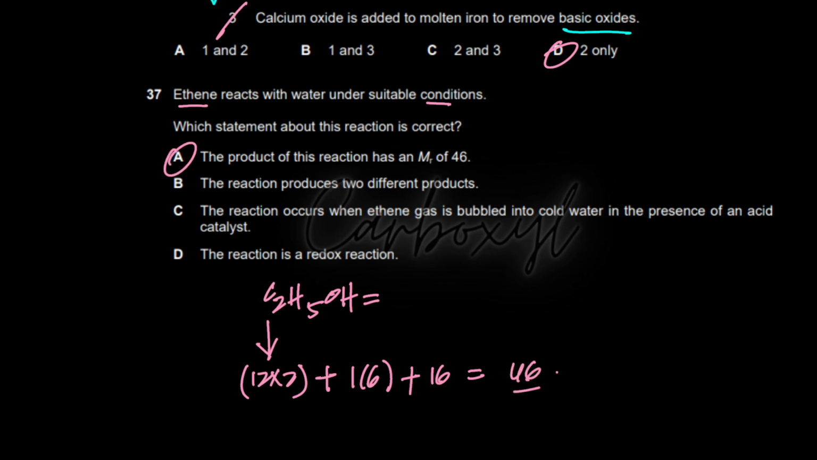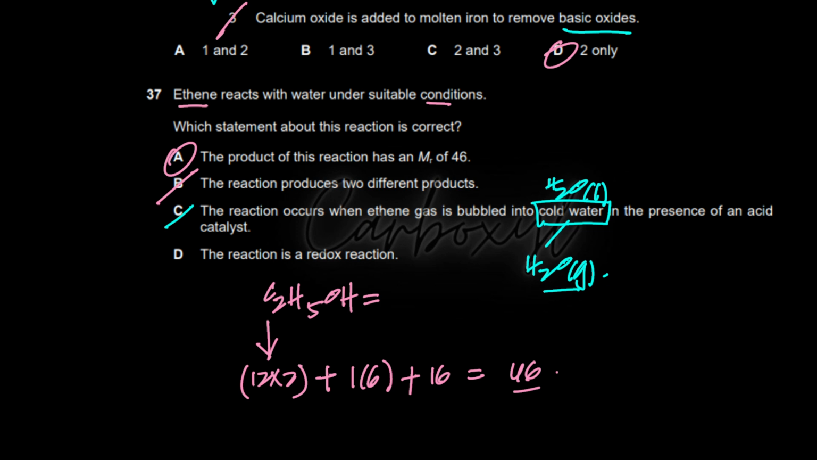But let's check why B, C, D are wrong. The reaction produces 2 different products. Oh, it's an addition reaction. Addition reactions don't produce 2 different products. Addition reaction means that there is only one product being formed, right? The reaction occurs when ethene gas is bubbled into cold water. We don't use liquid H2O, we use H2O gas, steam, hot water.